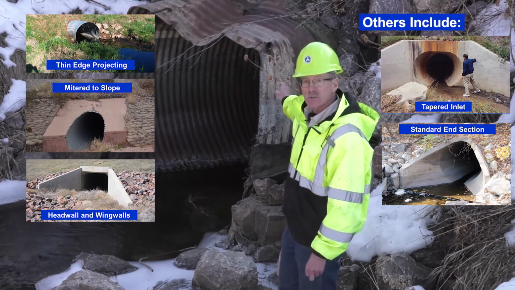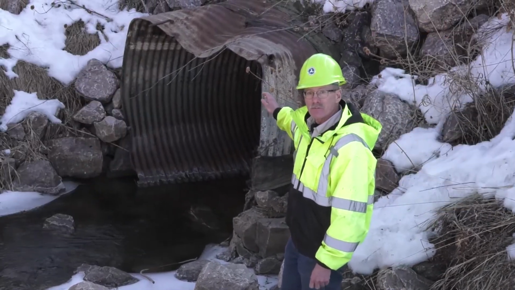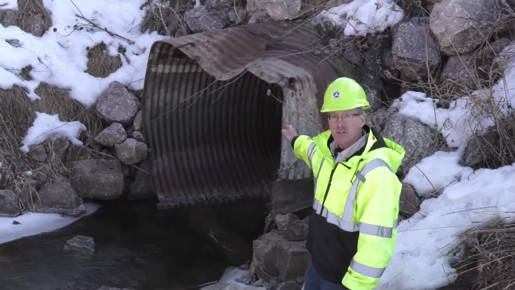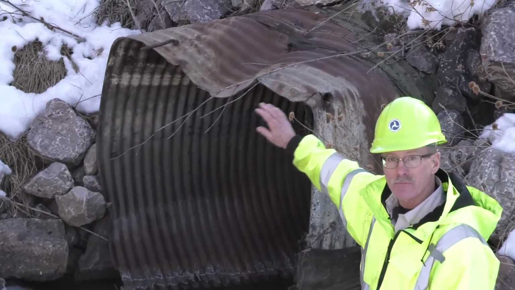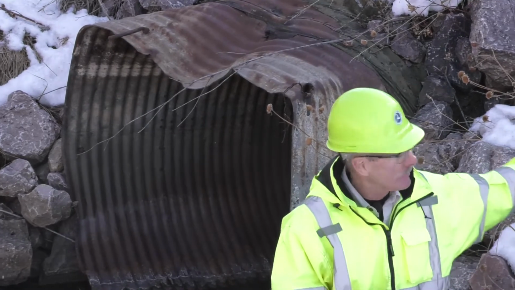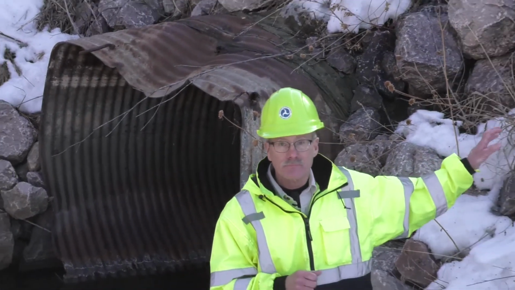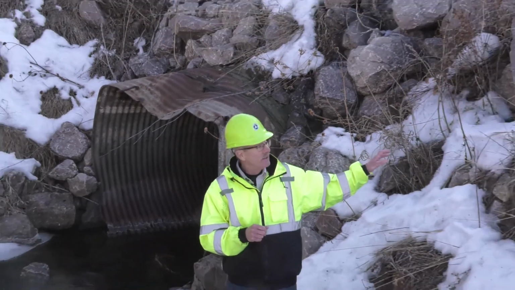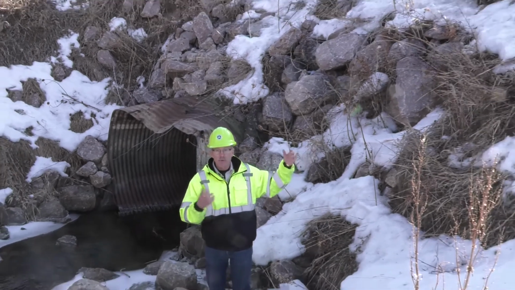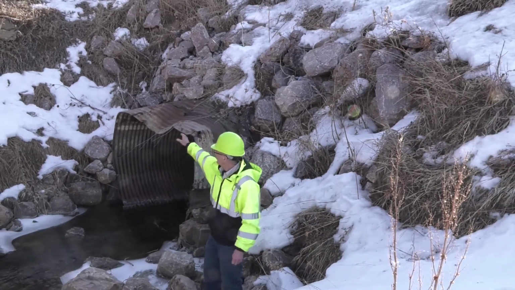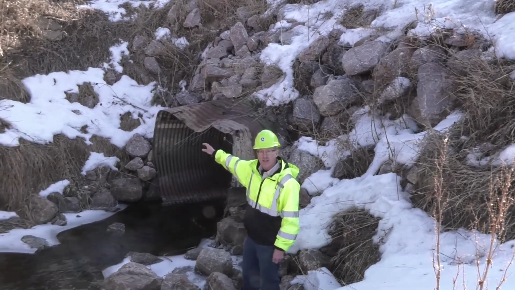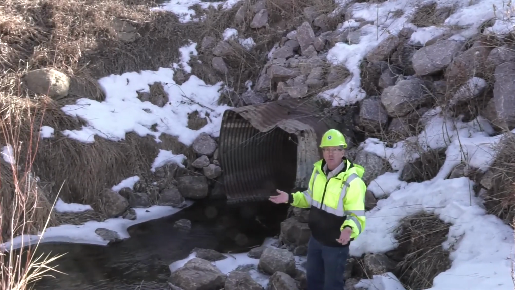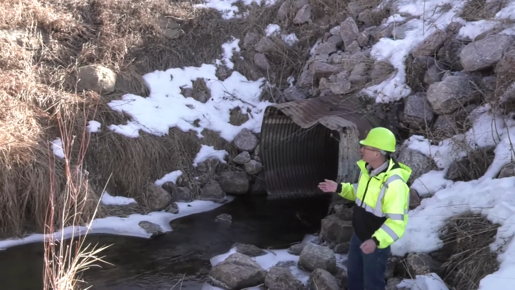We have a thin edge projecting inlet that is, in fact, as you can see, has been damaged. We think part of that damage is probably due to the steepness of the fill around the barrel as it projects out of the fill material. That's caused problems with the riprap staying in place with the fill material. We see some sloughing of the bank line on the far side. Those are issues that you would want to note in your report.